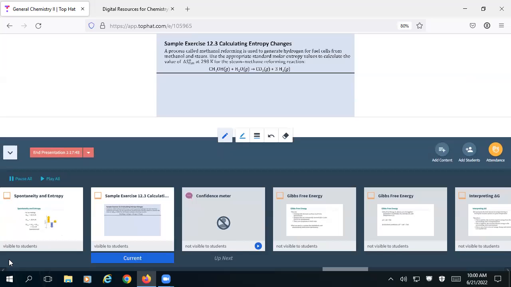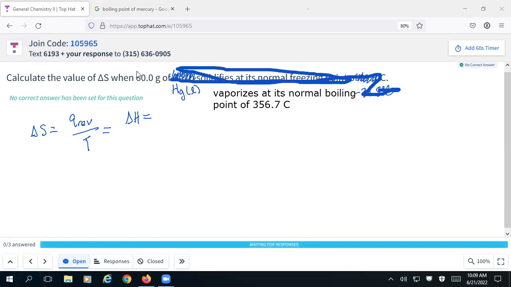So let's end with a couple of examples. All right, let's try this again. What is the value of the entropy change when 60 grams of liquid mercury vaporizes at its normal boiling point of 356.7 degrees Celsius? So again, the easiest way to do this is using the delta S values, the reversible heat change divided by the temperature. For the reversible heat change, we would just use the enthalpy of formation.